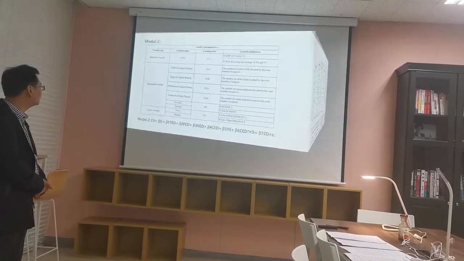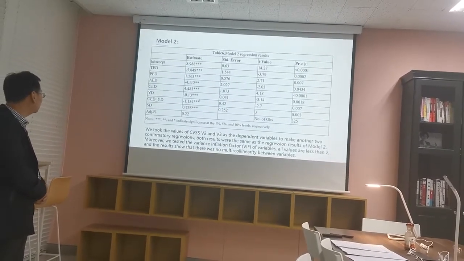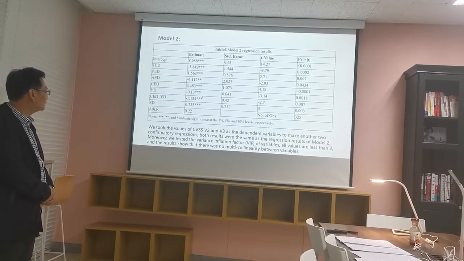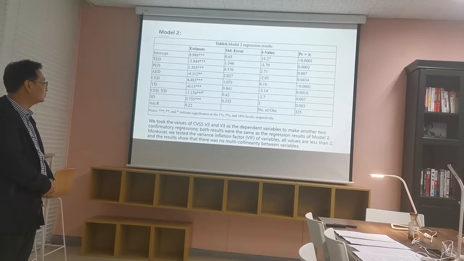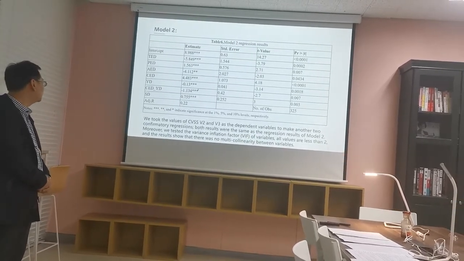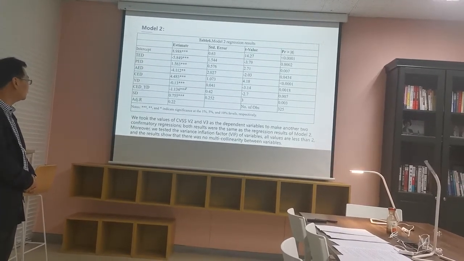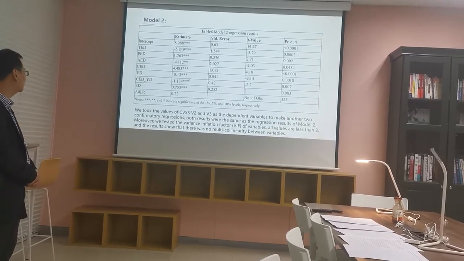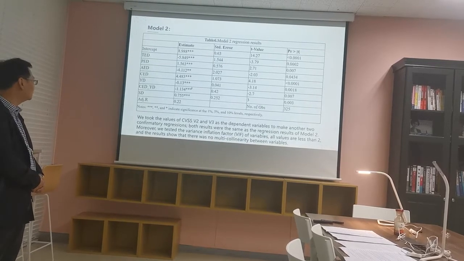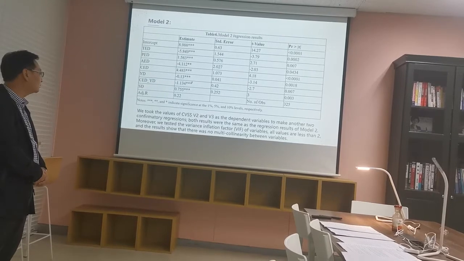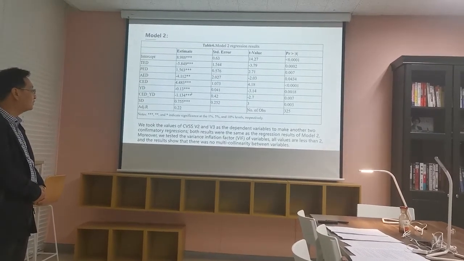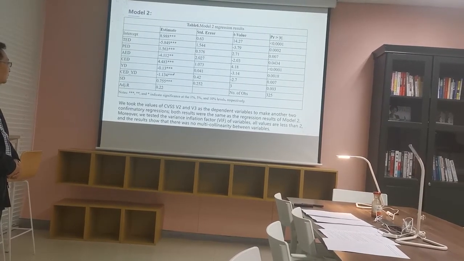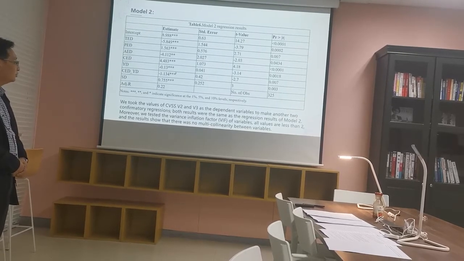This is Model 2. In Model 2, we took the values of CVSS V2 and V3 as the dependent variables to make confirmatory regressions. Both results are the same as the regression results of Model 2. Moreover, we tested the variance inflation factor of the variables. All values are less than 2 and the results show that there is no multicollinearity between variables.